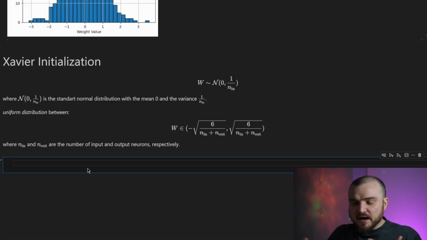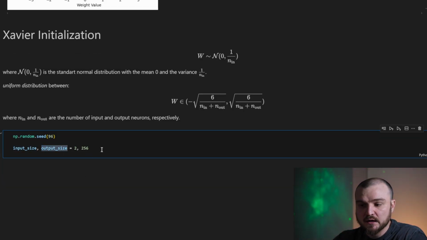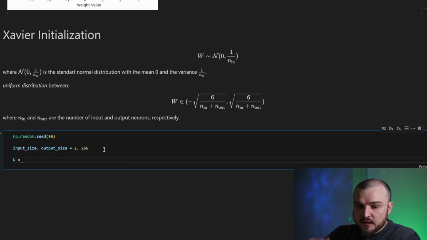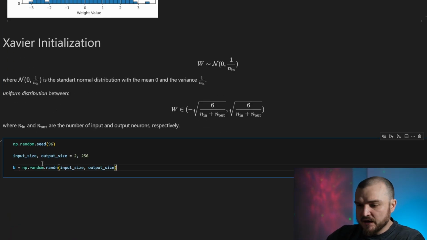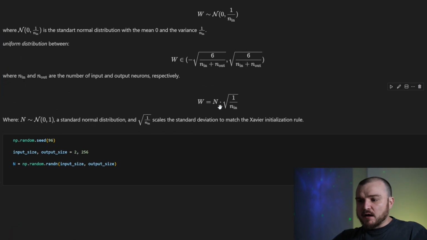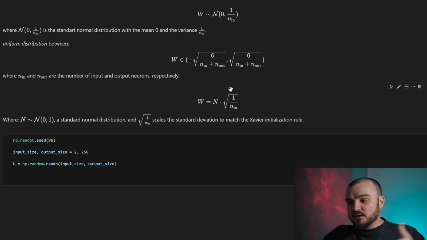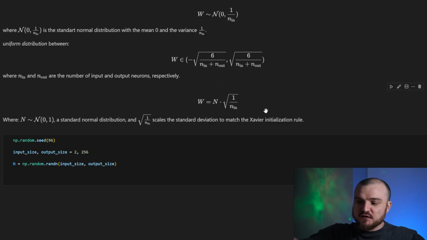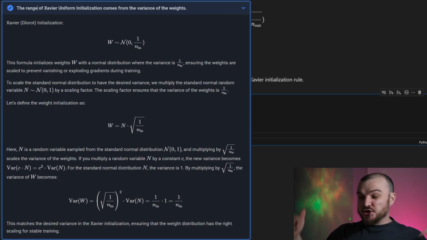And now let's make a Python implementation. In the same way, let's set the random seed and set the input and output size variables. First of all, let's generate the normal distribution. We can copy this code and paste it right over here, and we need to rescale our standard normal distribution by this scalar, square root of 1 over the number of inputs. This scalar just changes the variance of our standard distribution to the desired one. Again, you can check my blog for the details of how this works.